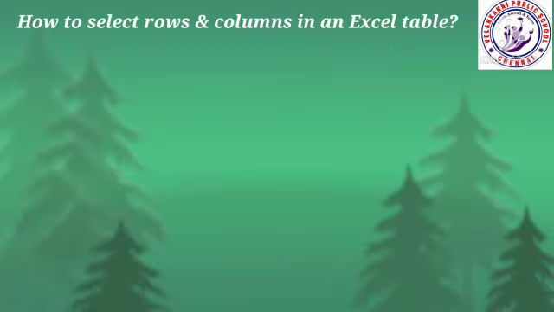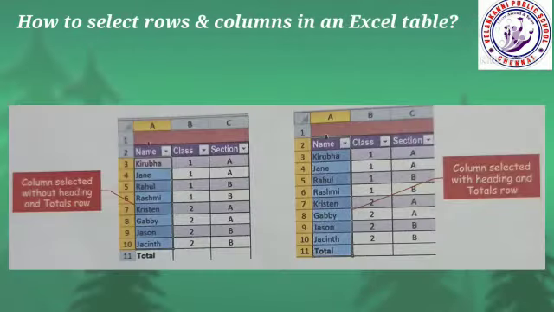Next we are going to see how to select a table column or row. Move the mouse pointer to the top edge of the column header or the left border of the table row until the pointer changes to a black pointing arrow. Clicking that arrow once selects only the data area in the column. Clicking it twice includes the column header and total row in the selection, like shown in the image.